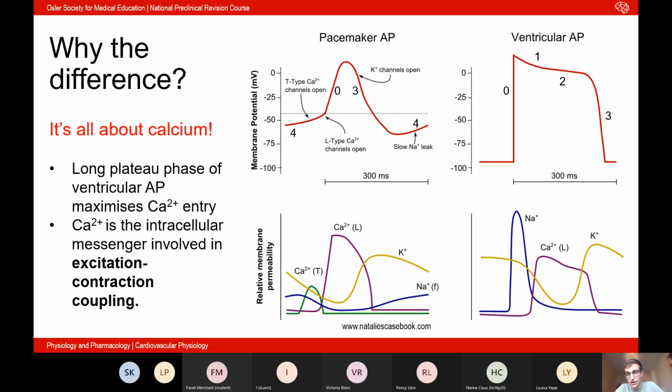It's not all about the pacemaker current. You will have noticed that the shapes of these action potentials are very different, and it's important to point out that long plateau phase in the ventricular action potential, which is really important for maximizing the amount of calcium that can enter the cell. Remember that calcium entry is via L-type calcium channels in the ventricles, and it takes place during that plateau period. And the reason that ventricular myocytes need to prioritize calcium entry is because calcium is really important for excitation contraction coupling.